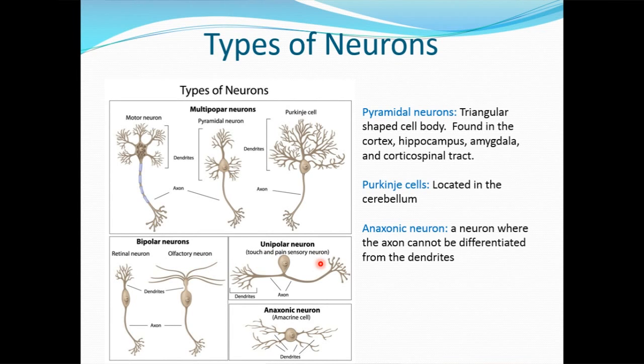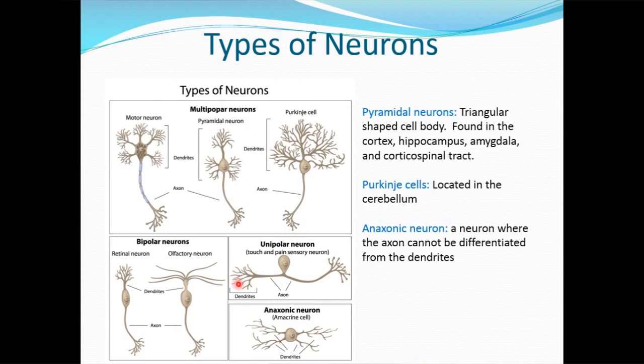Then you also get unipolar neurons, for example, with pain and touch. We all know that if we touch something very hot, we feel that pain very quickly. If you look at the structure of that neuron, the signal doesn't even have to go through the soma. It just keeps going, so the message can go through very quickly, and this is one of the reasons why we feel pain so quickly. And then we have an anaxonic neuron, a neuron where the axon cannot be differentiated from the dendrites. You can't really see the little axon.